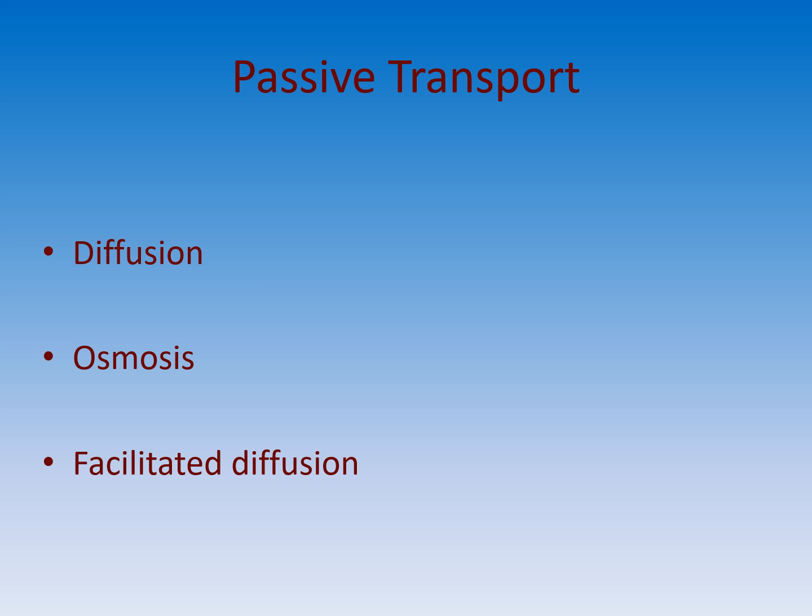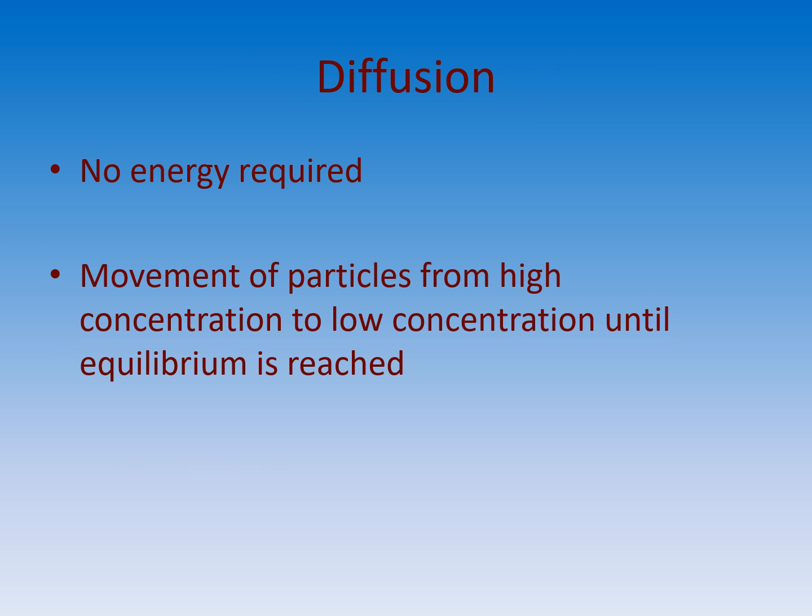Now with passive transport, there are three main types that we see in biology: diffusion, osmosis, and facilitated diffusion. Diffusion, because it's passive, doesn't require any energy, and you are simply moving things from an area of high concentration to a low concentration, and this will continue until you reach equilibrium.